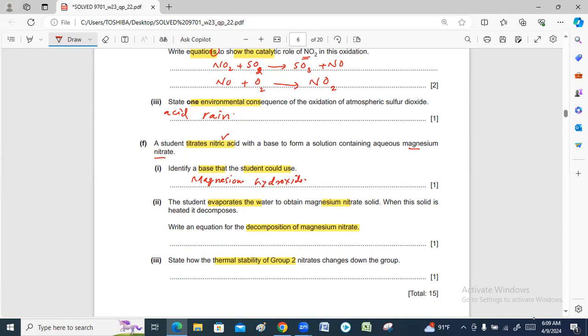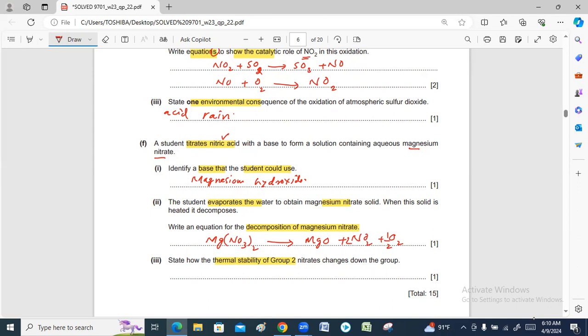The student evaporates the water to obtain magnesium nitrate solid. When this solid is heated, it decomposes. So the thermal decomposition of magnesium nitrate, this is very simple. This is magnesium nitrate. If we heat magnesium nitrate, we'll get three products: magnesium oxide plus nitrogen dioxide plus oxygen. If you want to balance, you can balance like 2, 2, 4, 1, or 1, 1, 2, half. State how the thermal stability of the group 2 nitrates changes down the group.